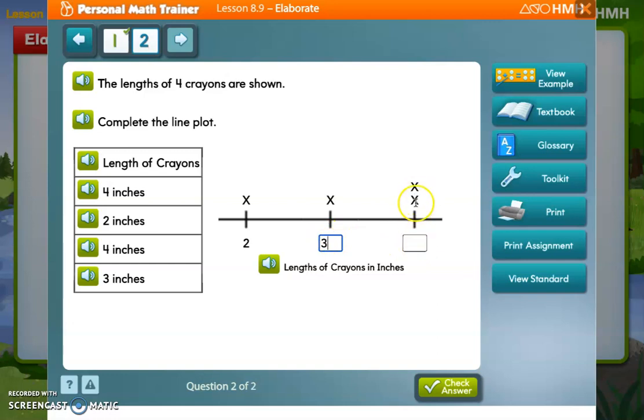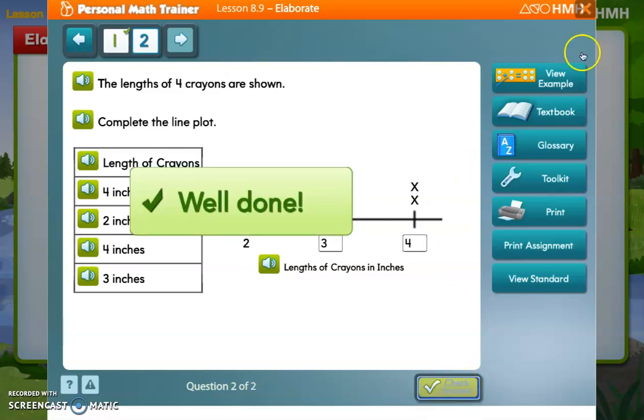And then our last one, this one shows 2 pencils that measure to be the same length. Okay, and so if we look back at our chart, we already did the 2-inch one. We got the 3-inch one, and now there's 2 crayons here that are 4 inches long. So this plot right here on our plot graph must be 4 inches. Well done. Okay.